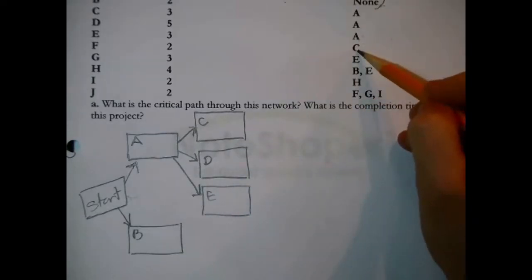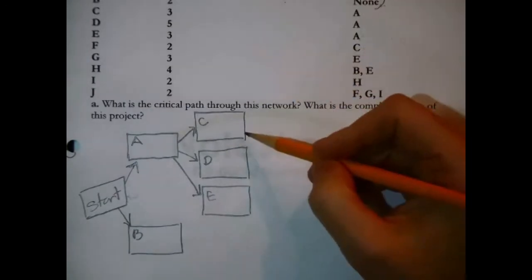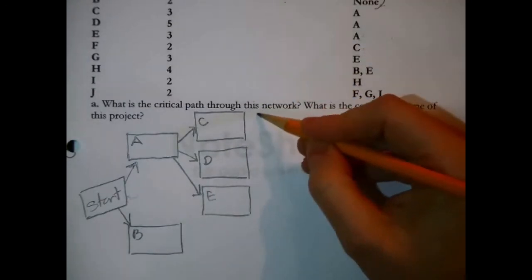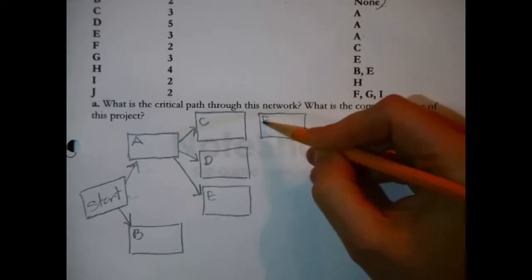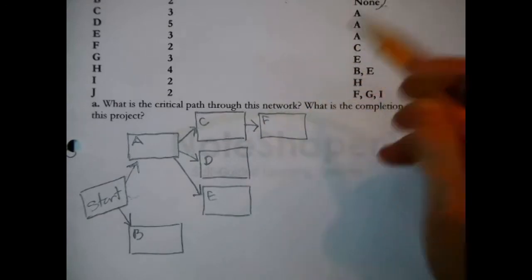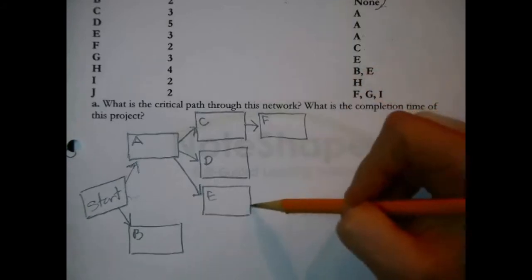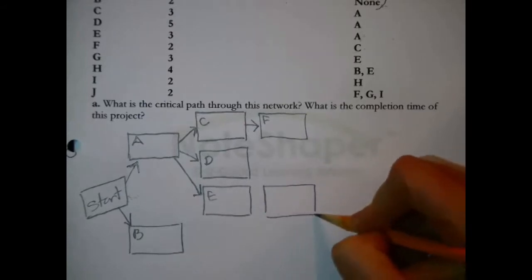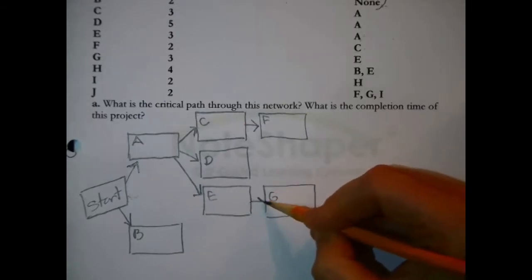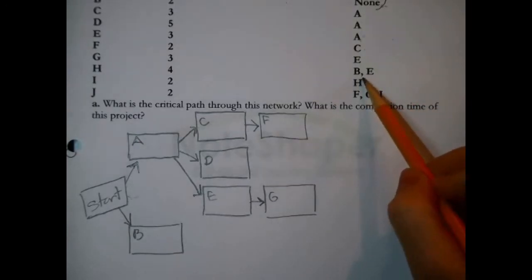Let's see, who's next? F. F has C as an immediate predecessor. Well, C is up here, so let me just draw F after it. F. When you're done with C, you can proceed to F. And then G has E as an immediate predecessor. G has E. Well, here's E. Very similar. When you're done with E, proceed to G.